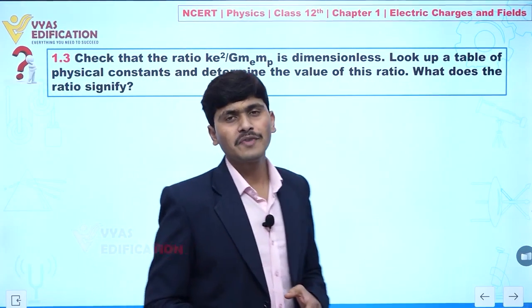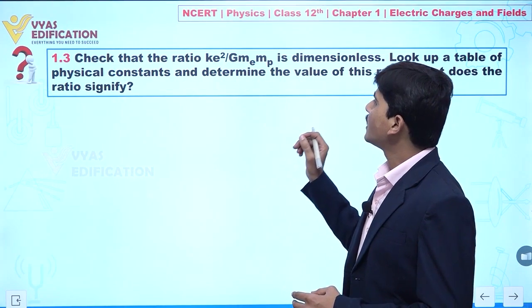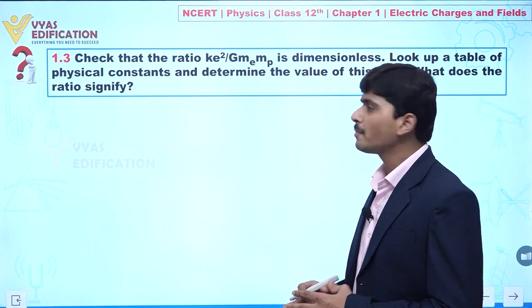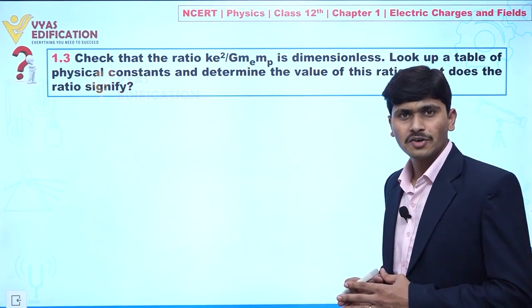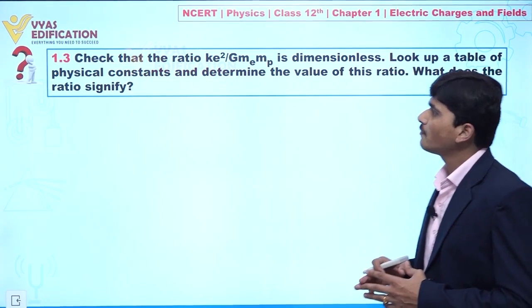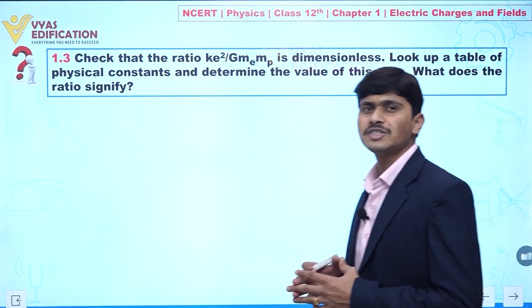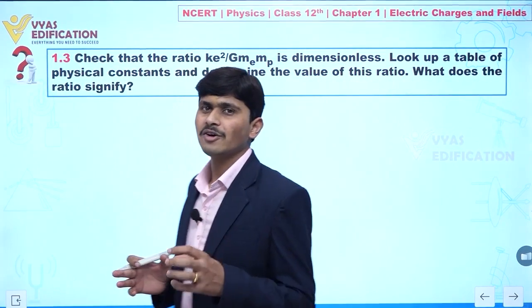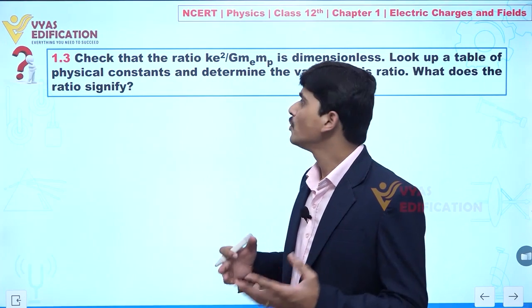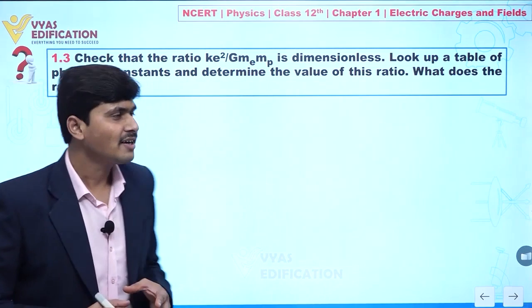This is question number 1.3. In this question it is given to you, check that the ratio k e square divided by G m_e m_p is dimensionless. Look up the table of physical constants and determine the value of this ratio. What does this ratio signify? Clear? So first we have to verify, or prove, that this ratio is dimensionless. Clear? So now concentrate on the screen.